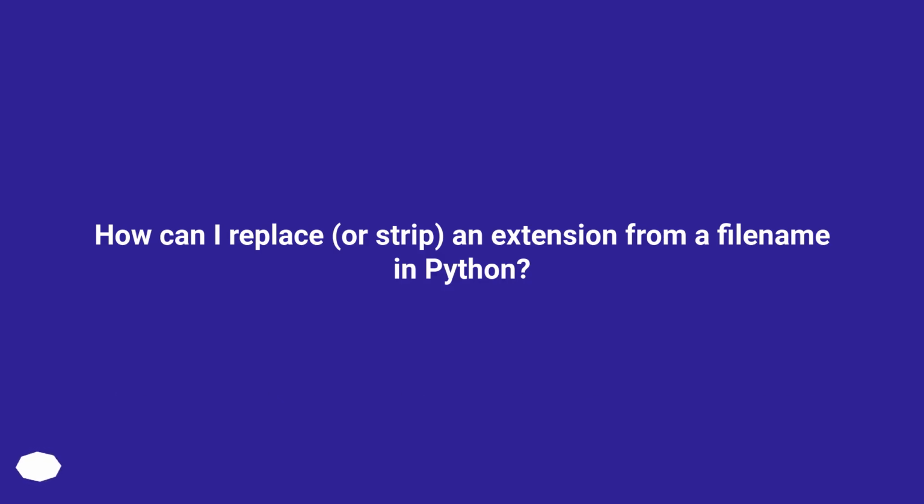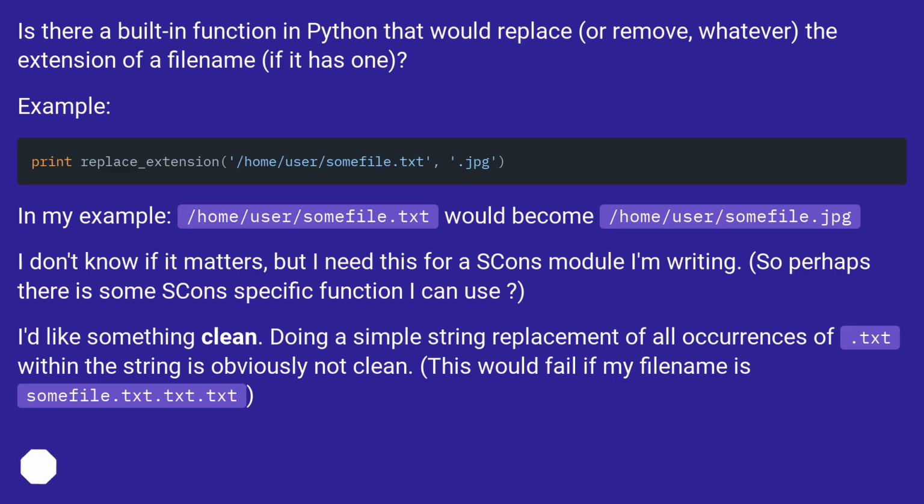How can I replace, or strip, an extension from a file name in Python? Is there a built-in function in Python that would replace, or remove, whatever the extension of a file name, if it has one? Example.